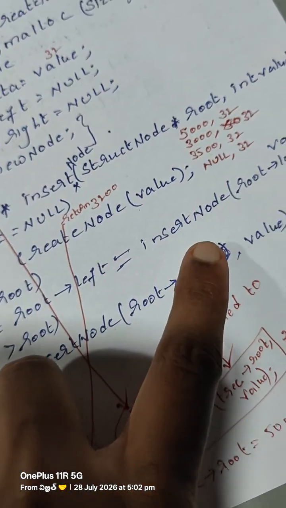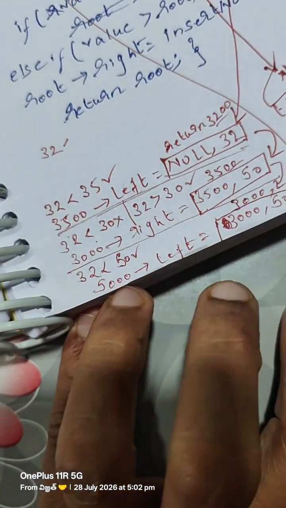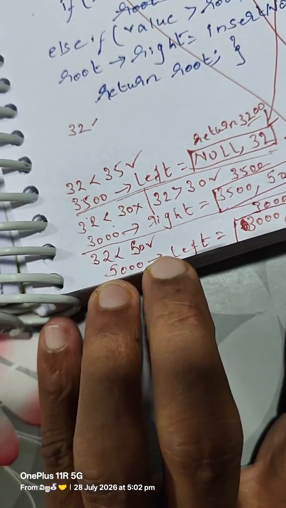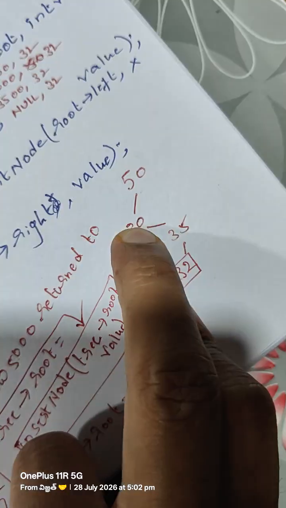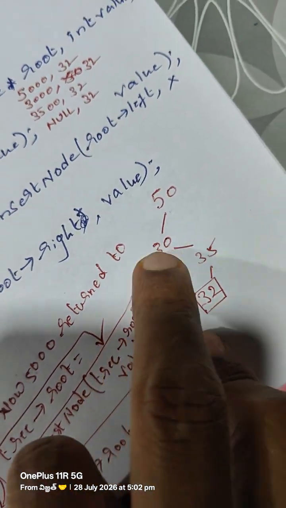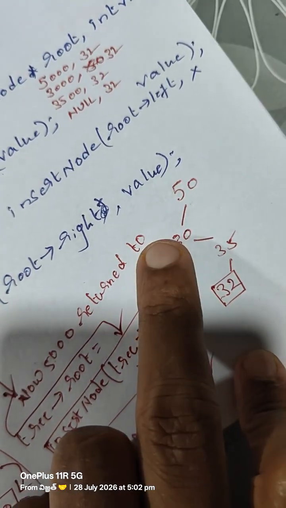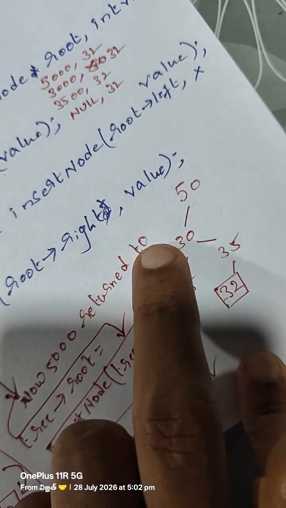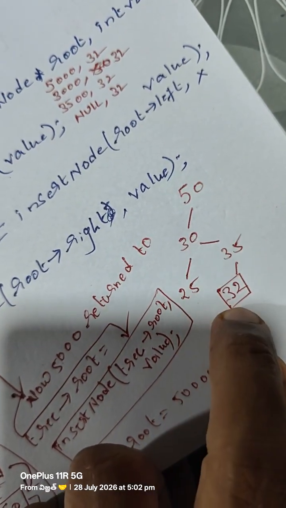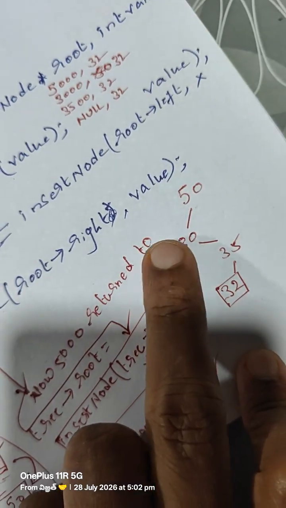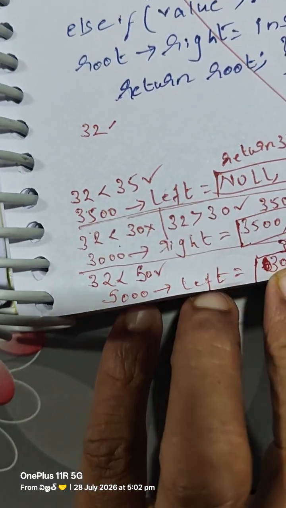So again towards the left of 50, therefore root left. 32 is less than 50, so root left. From root left, now we have reached 30. Now again compare. Where does 32 have to be inserted, towards the left of 30 or towards the right? 32 is greater than 30, right? So 32 has to be inserted towards the right side of 30. So that is what I had done. Now we need to compare.